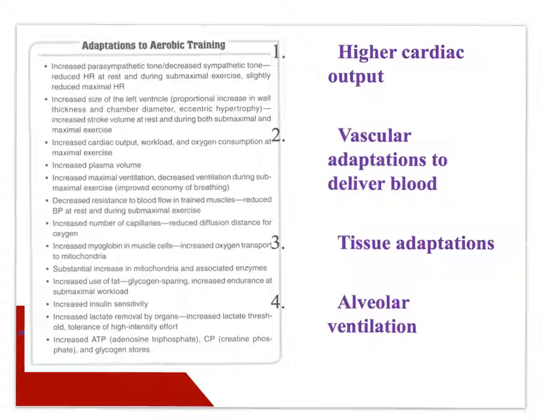So we have a higher cardiac output, we have vascular adaptations to deliver blood, so we have a greater ability to transport oxygen, but we also have a greater ability to take up that oxygen by the muscles because of increased numbers of capillaries and increased myoglobin in the muscle cells and more mitochondria and enzymes. We also have better alveolar ventilation, so we have better exchange of CO2 and O2, pushing CO2 out into the environment, taking in O2 to utilize and improve our maximal oxygen consumption.